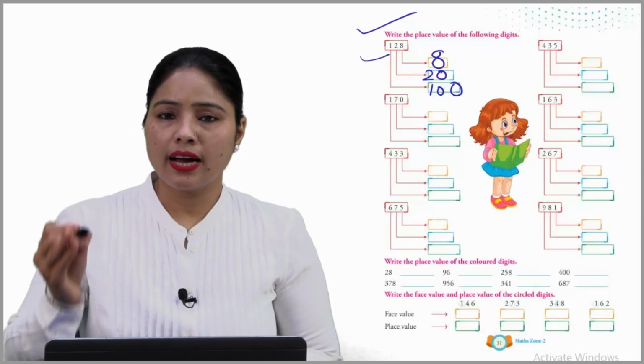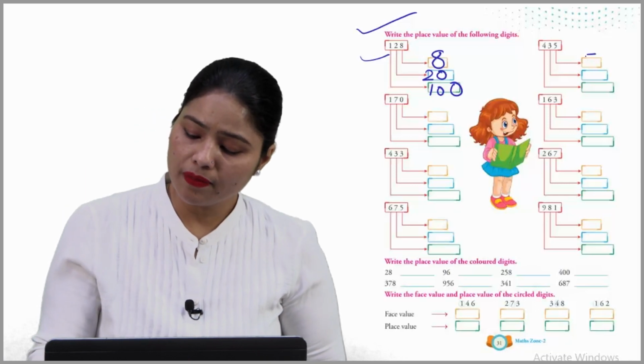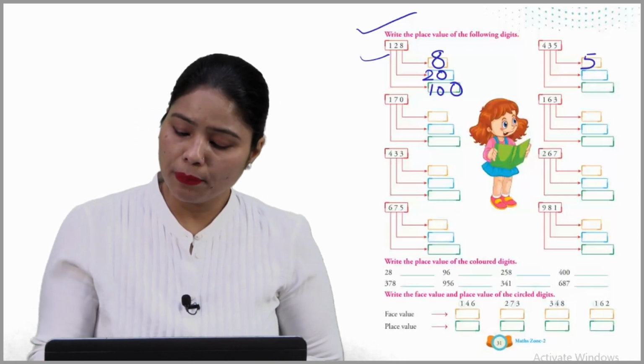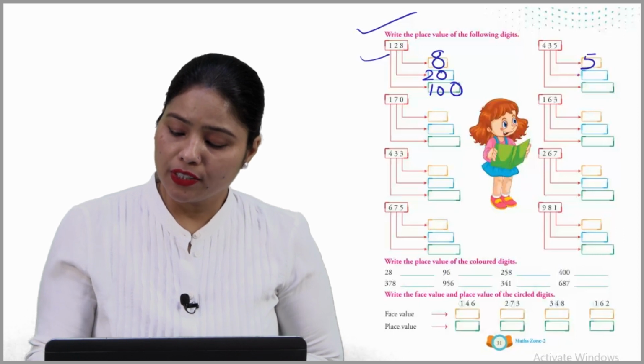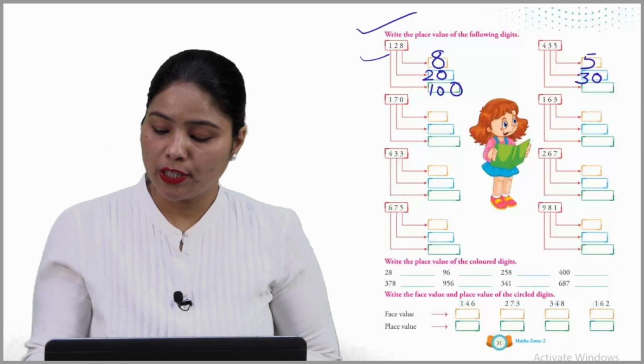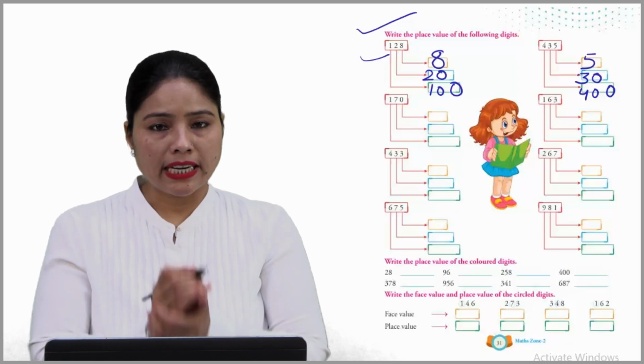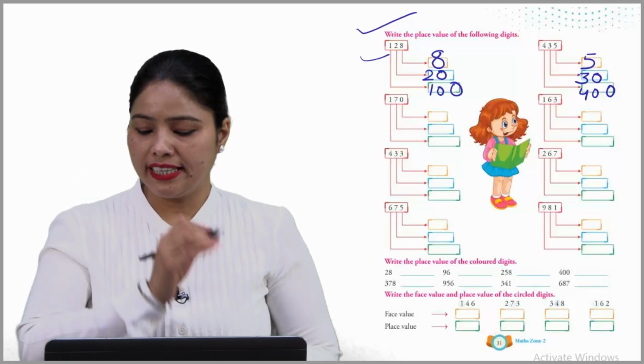Similarly, 435. So 5 की place value हो गई 5. 3 की place value हो गई 30 और 4 की place value हो गई बच्चों हमारी 400. Okay, so these are the other examples of place value. So fill it very nicely.